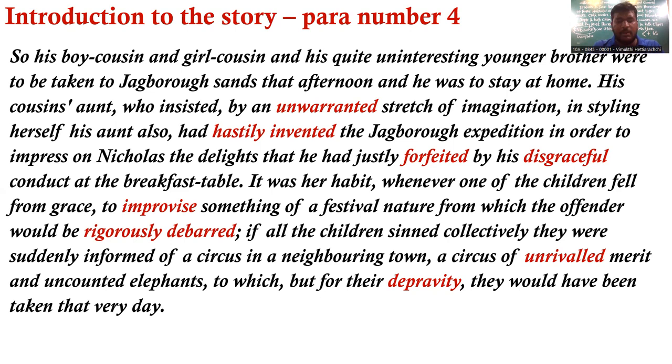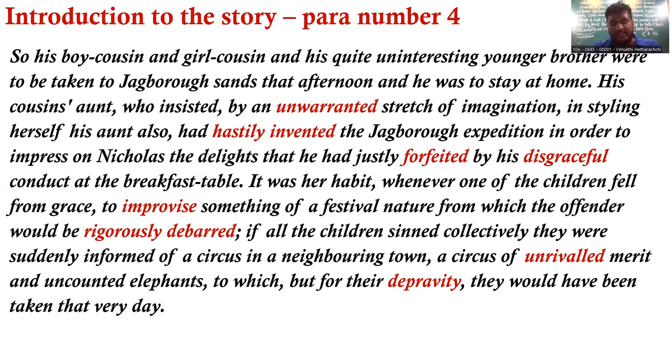It was her habit. Whenever a child fell from grace, whenever a child made this kind of mistake, she actually organized this type of event, right? To improvise something of a festival nature. She will organize it in a festive nature, because then that particular child will be so regretful. He will be so regretful that because of my actions, I could not participate in this event. That is the idea, right? So something of a festival nature from which the offender would be rigorously deterred. Rigorously deterred means he was completely not given a chance. All the difficult words I have given, don't get upset about that.